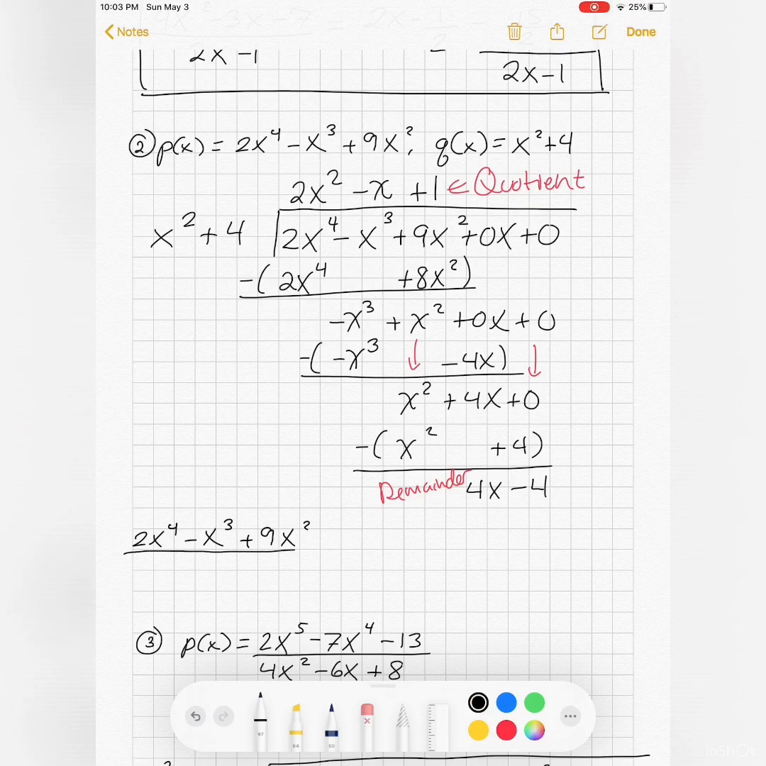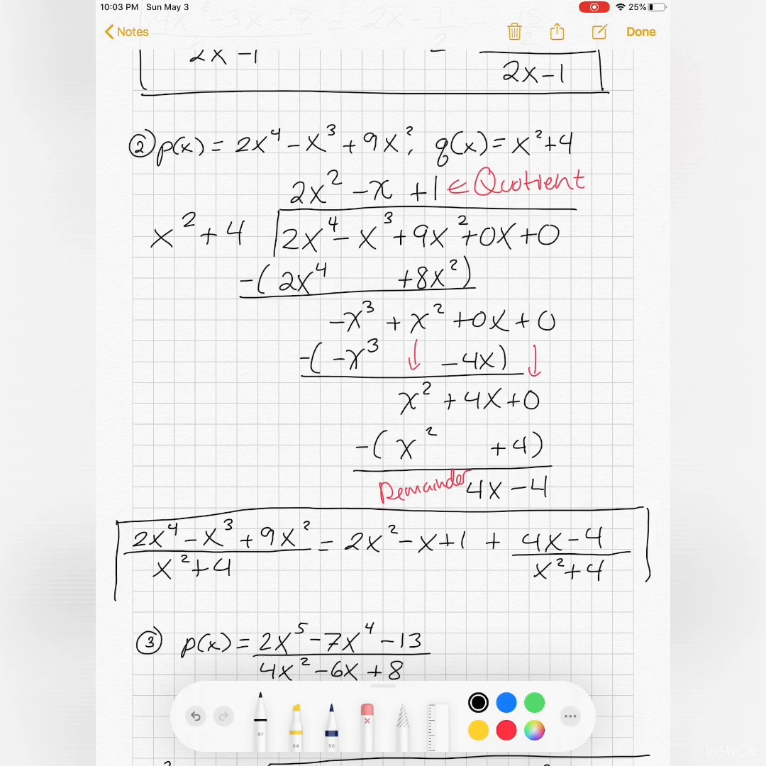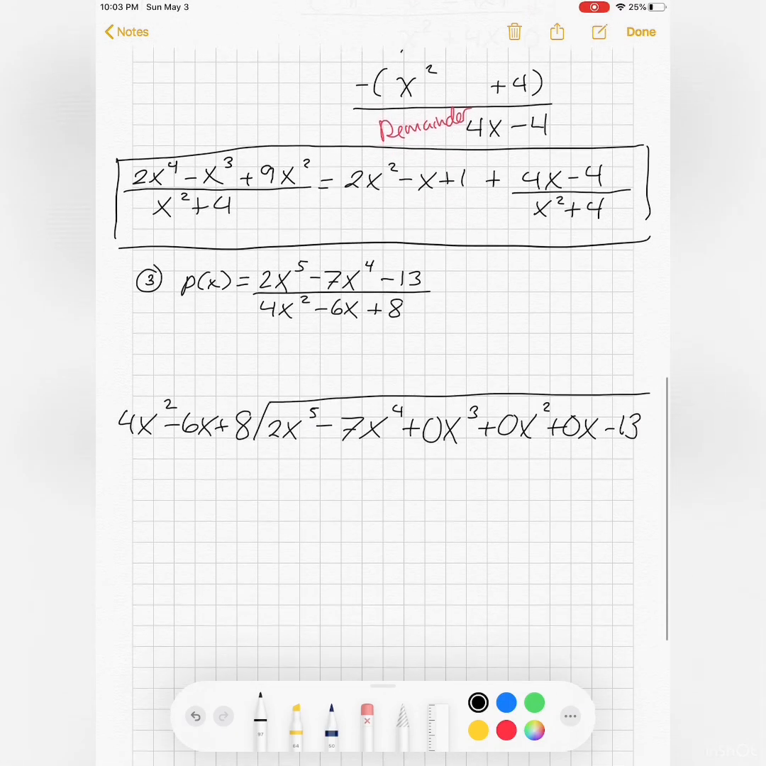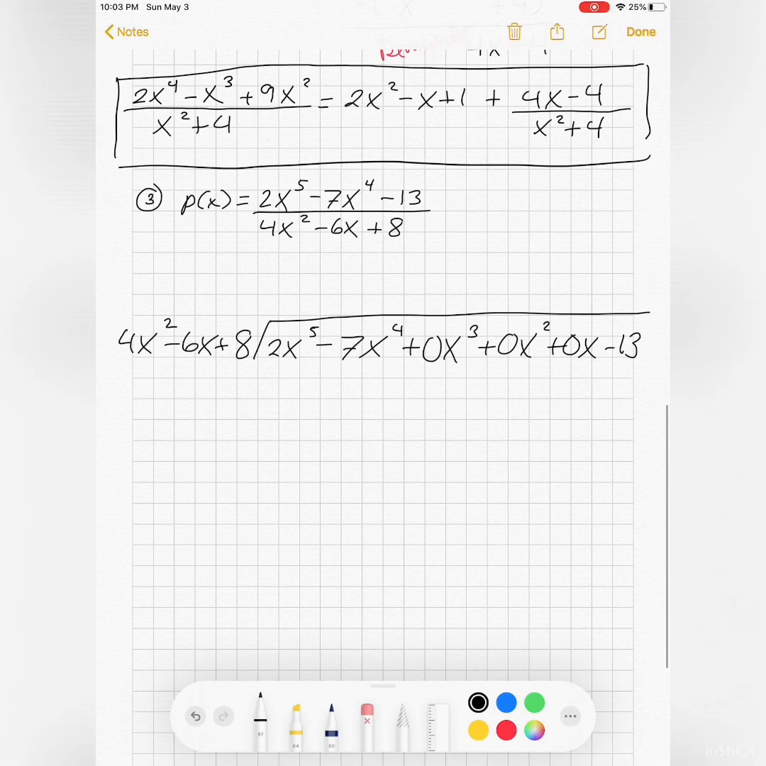Divided by x squared plus 4, the quotient 2x squared minus x plus 1, and then the remainder has to stay over the divisor. Okay. And then I set up one more here.